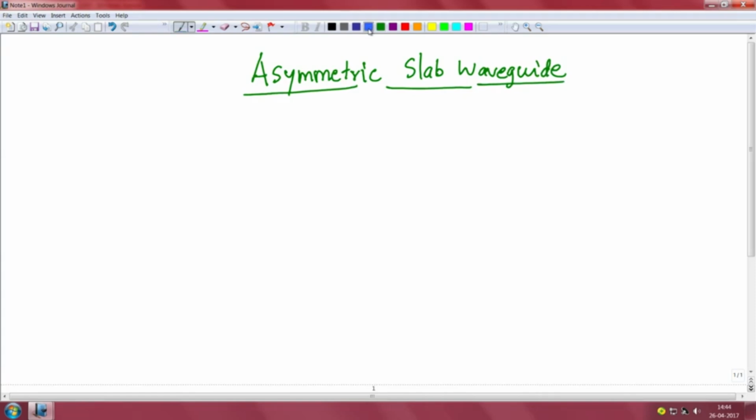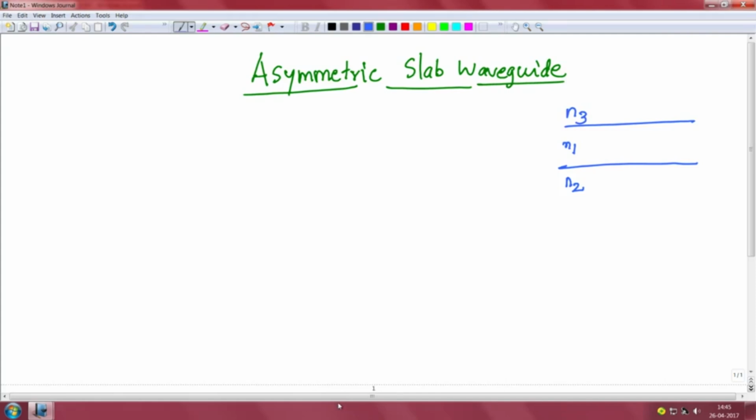Earlier we discussed the symmetric slab waveguide, where we considered the following cross-section configuration: N1 is the guide refractive index, N2 is the refractive index of the substrate, and the cover also has refractive index N2. In the case of the asymmetric slab waveguide, the cover refractive index is different, N3. This also forms a very important waveguide in integrated optics.